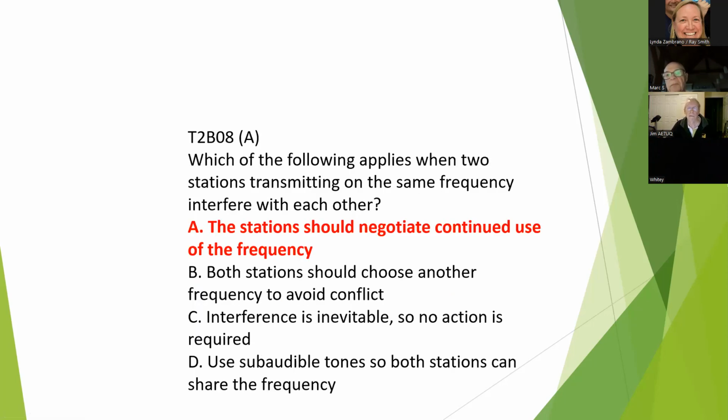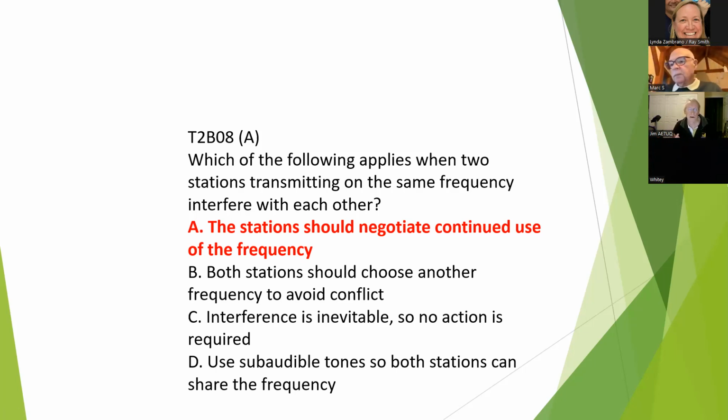Which of the following applies when two stations transmitting on the same frequency interfere with each other? Now, this is sort of a common courtesy, really. As I said, there's a band plan, so if you're in the right area in the band plan, this happens quite a bit. But if you go through the procedures, what do you do before getting onto a frequency or getting onto a repeater? Check that nobody else is using it. So if nobody else is using it, you're not likely to do this.